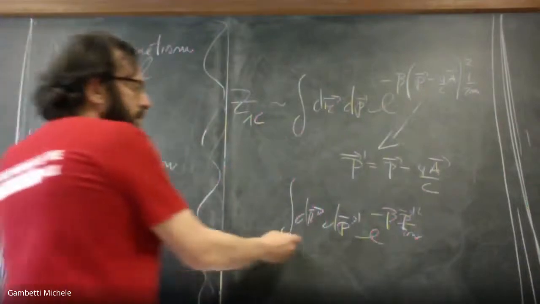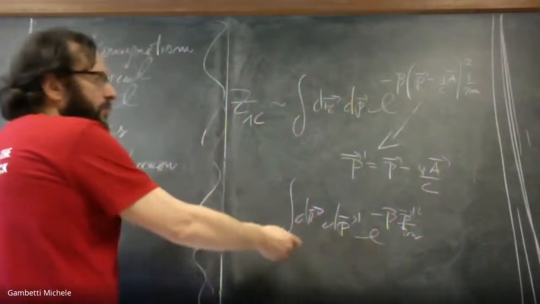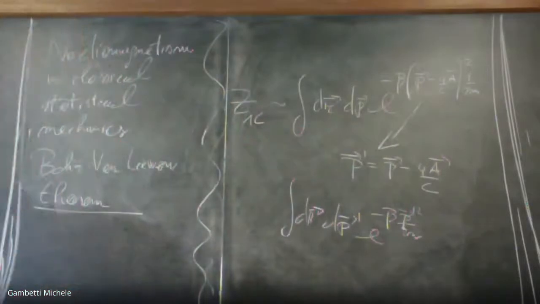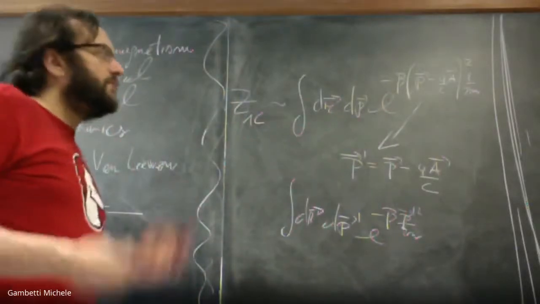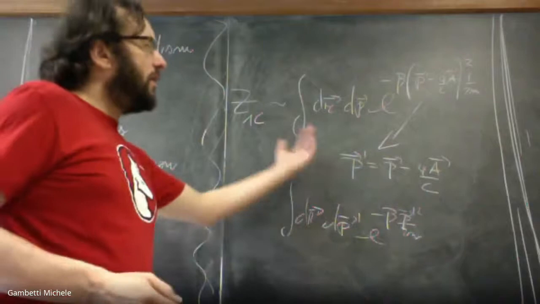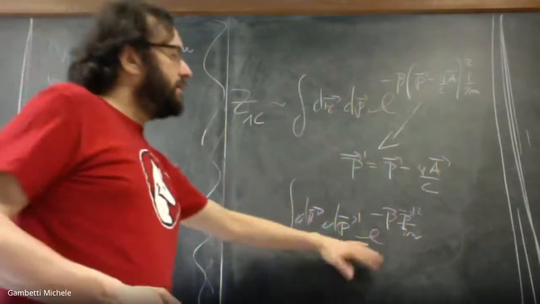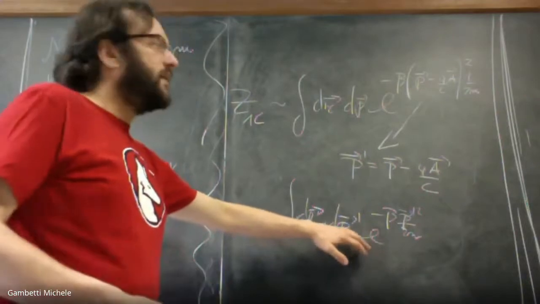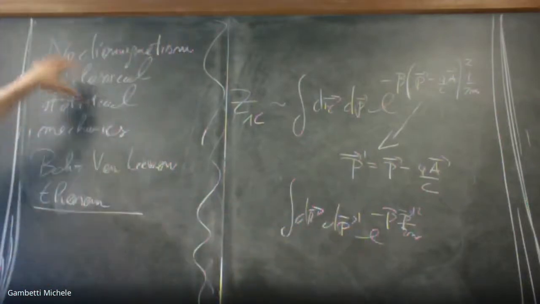So the classical partition function that you compute in this case is the same as the one without the magnetic field. That's why there's no effect of the magnetic field in the classical partition function. So therefore, you cannot explain this phenomenon.